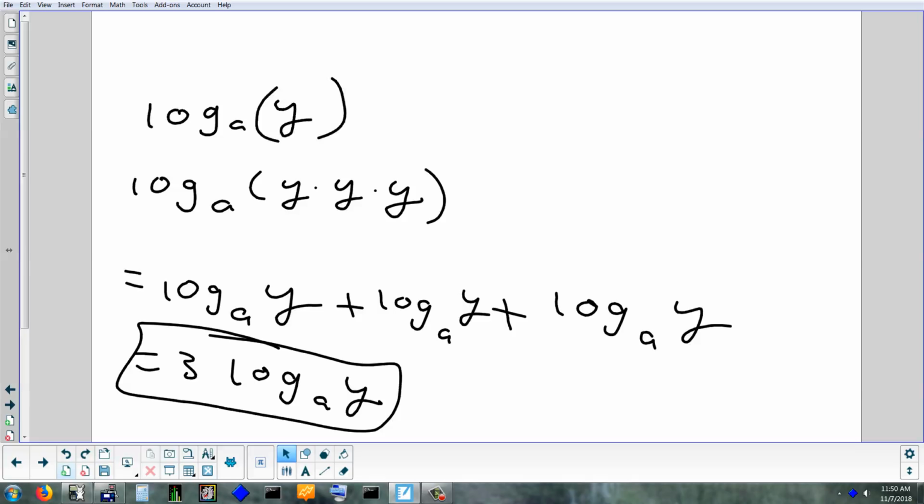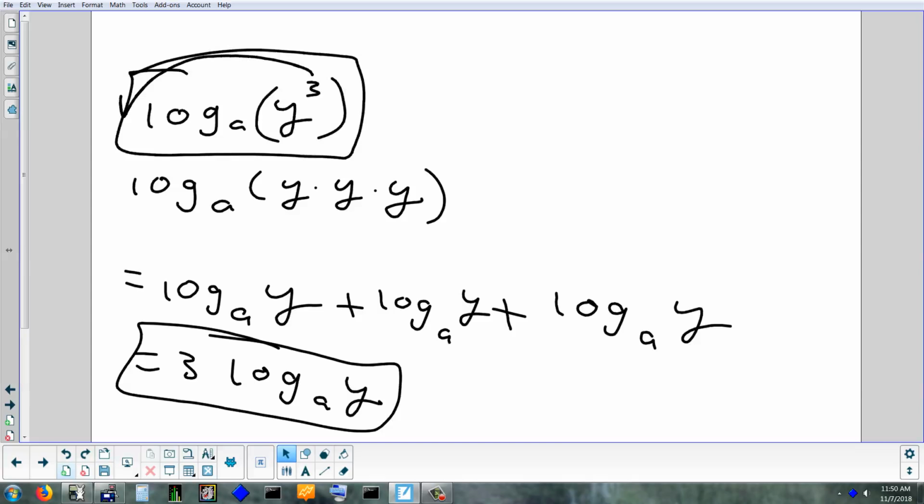And if you look at this, and then think of it this way, what's a shorter way of writing y times y times y? Y to the third. Look at what you started with, and look at what you ended up with. What ended up happening? Exactly. The exponent moved in front. That's the third rule. If you have an exponent on an argument, you are allowed to take and just put it in front.